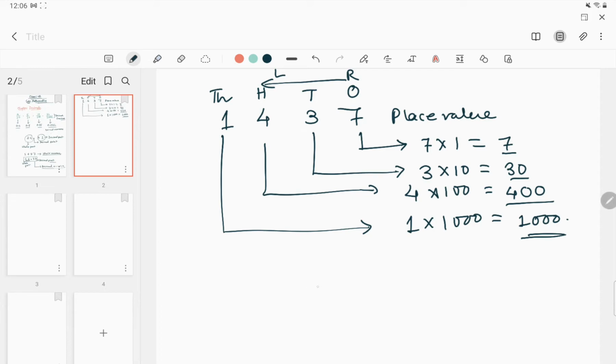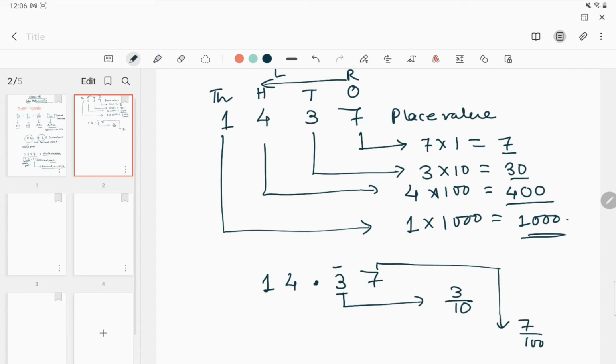Suppose I am writing 14.37. Okay. So what is the place value of 3? If I ask you, this is the point. So what is the place value of 3? The place value of 3 is 3 by 10. What is the place value of 7? It is 7 by 100. So this is the tenths place. This is the hundredths place. Okay.